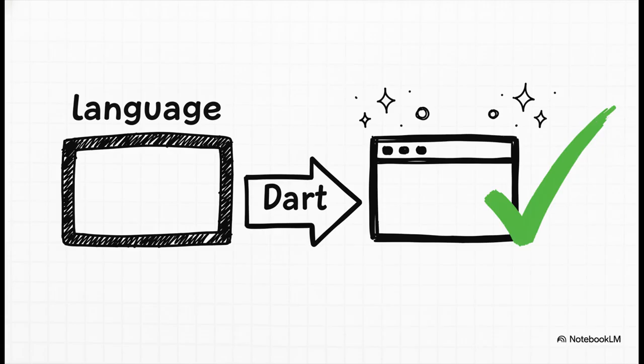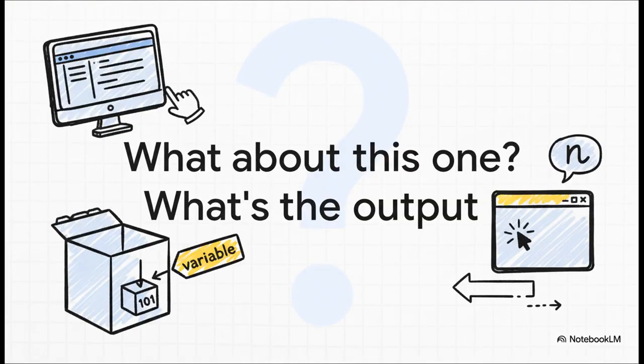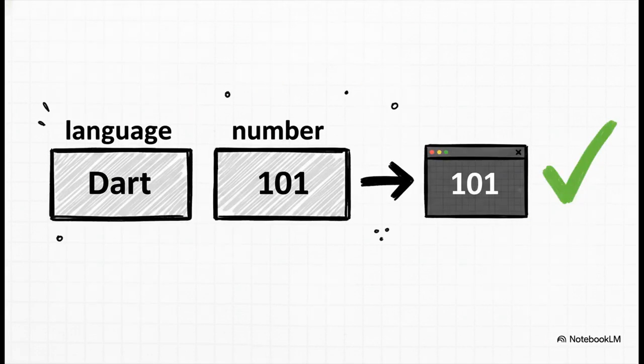Nice work. Okay, one more for you. The code is var number equals 101, and then print number. This time, we're storing a number. See how there are no quotes around it? We're putting 101 into a variable called number. So, what's the output going to be? And the answer is 101. That's right. This shows that variables aren't just for text. They can hold numbers too. And the print command works just fine with them.